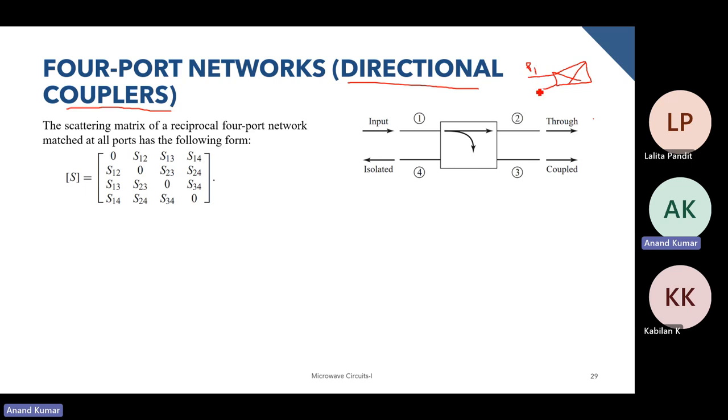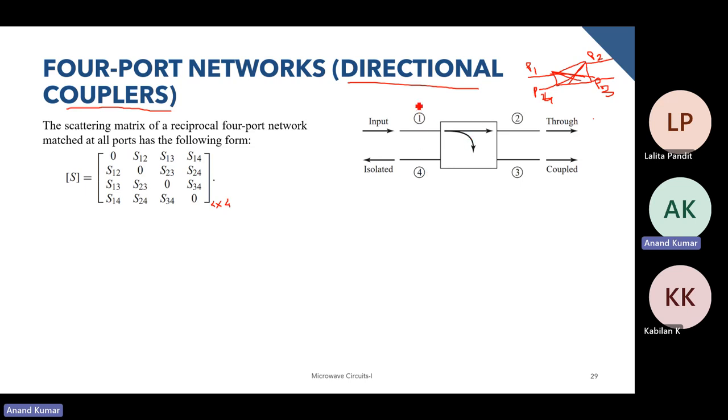This is port 1, port 2, this is port 3, and this is port 4. Instead of having these arrows over here, we also have this. If there is an X, this also means that it is a directional coupler. Since this is a four-port device, this matrix will be 4x4. And we are assuming that all the ports are matched.